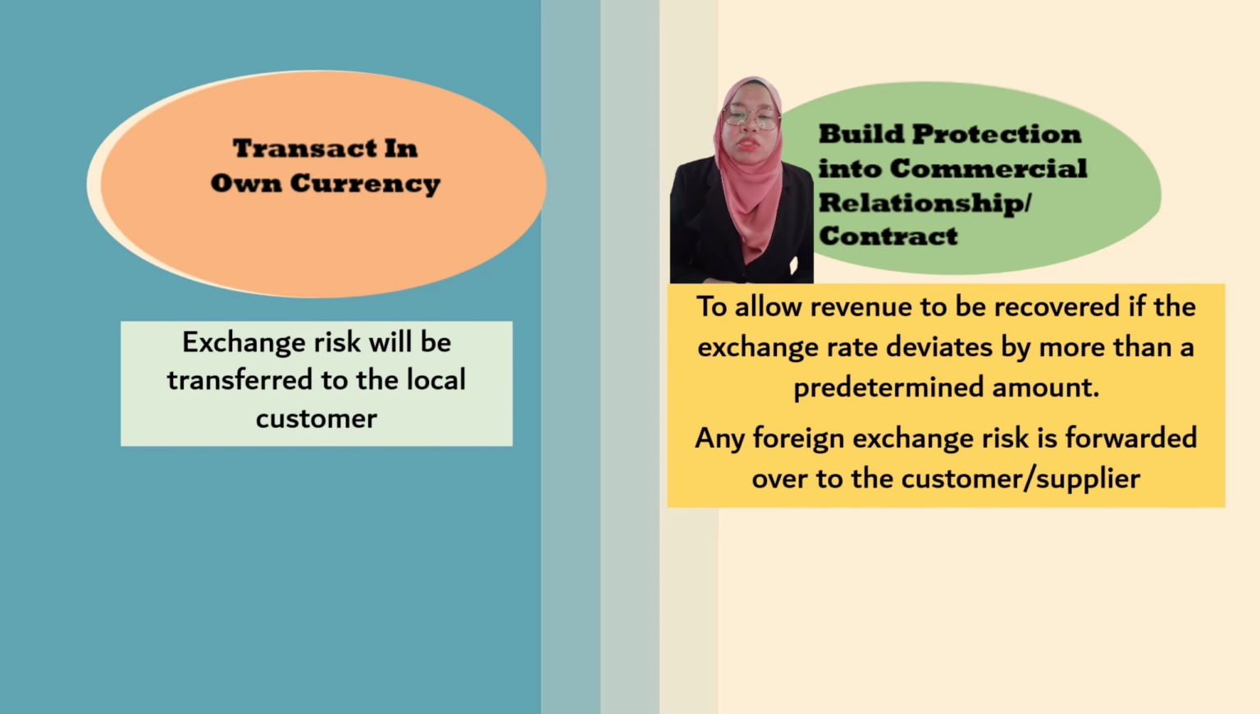Next is to build protection into the commercial relationship or contract. Long-term contracting companies such as oil and gas may have a significant foreign currency element. It may be reasonable to include a foreign exchange clause in the agreement to allow revenue to be recovered if the exchange rate deviates by more than a predetermined amount. As a result, any foreign exchange risk is forwarded over to the customer or supplier.